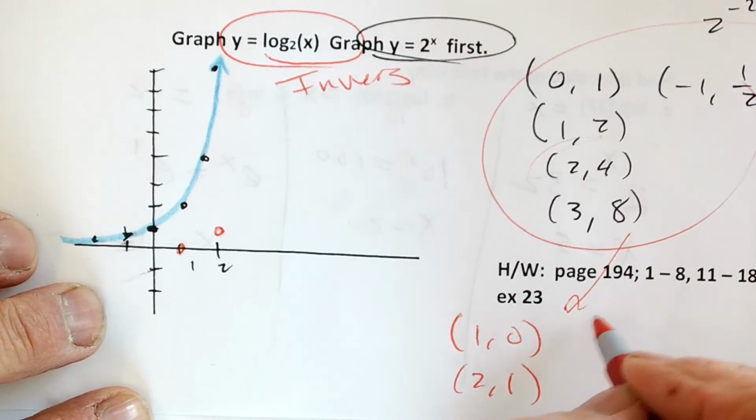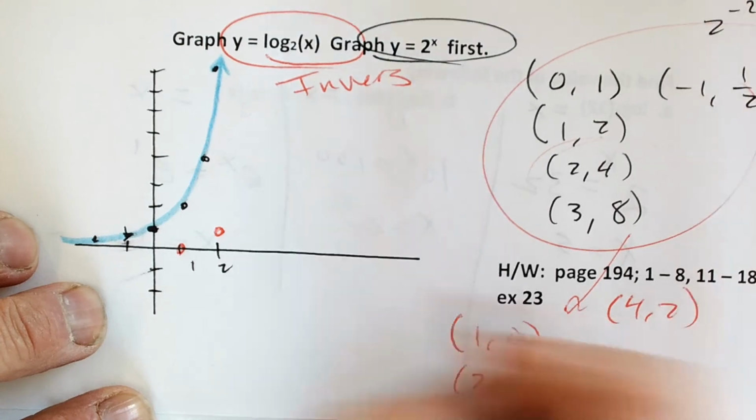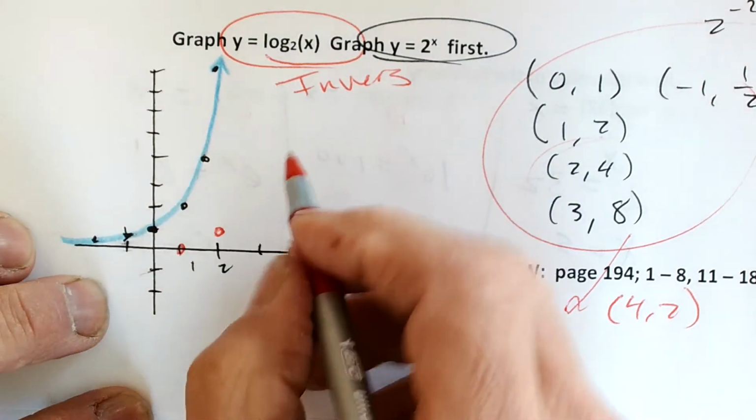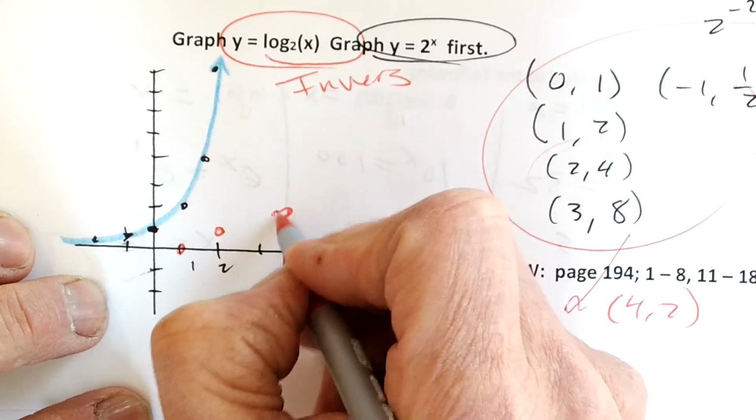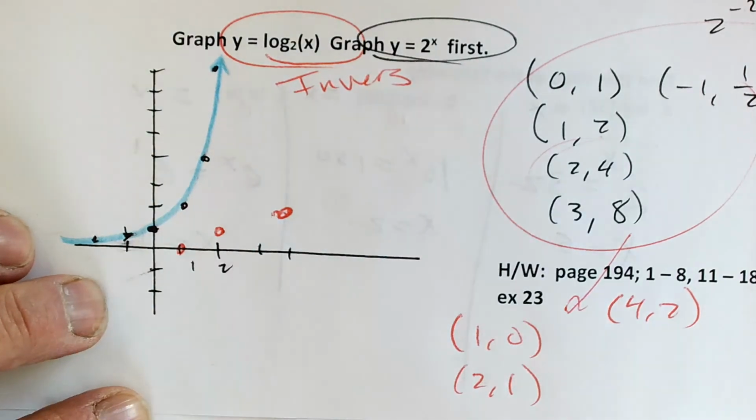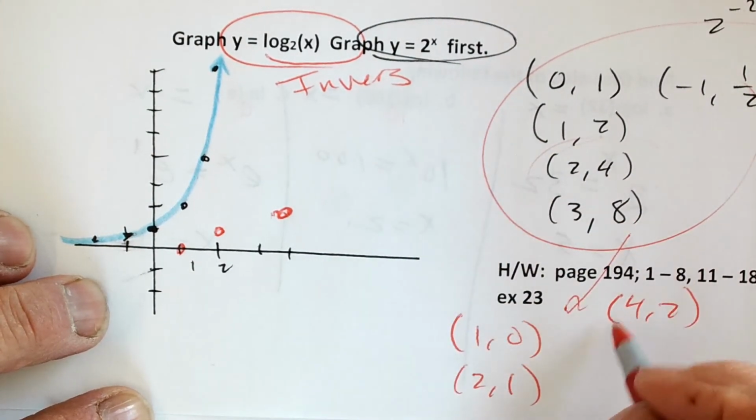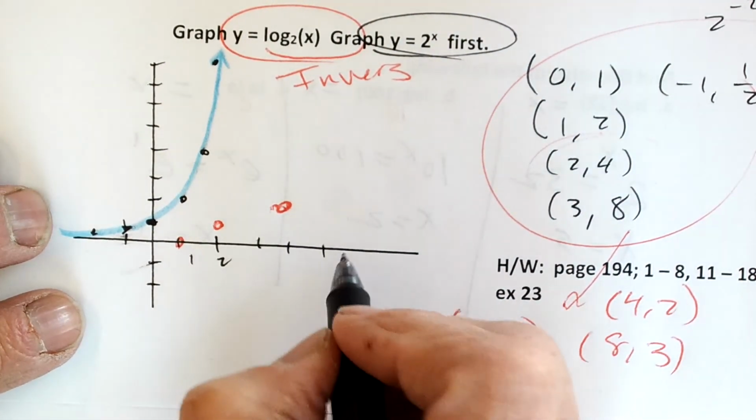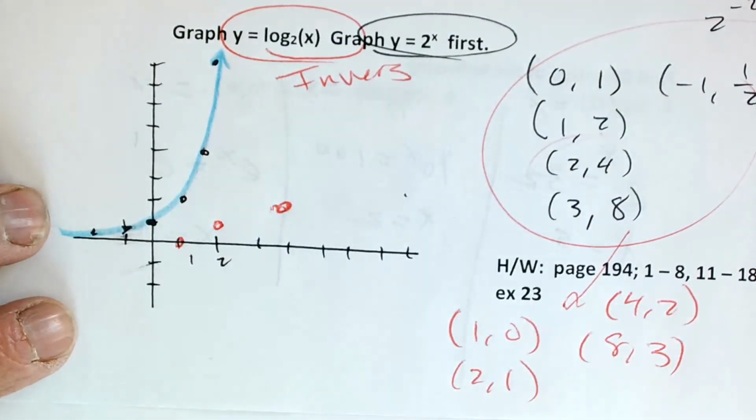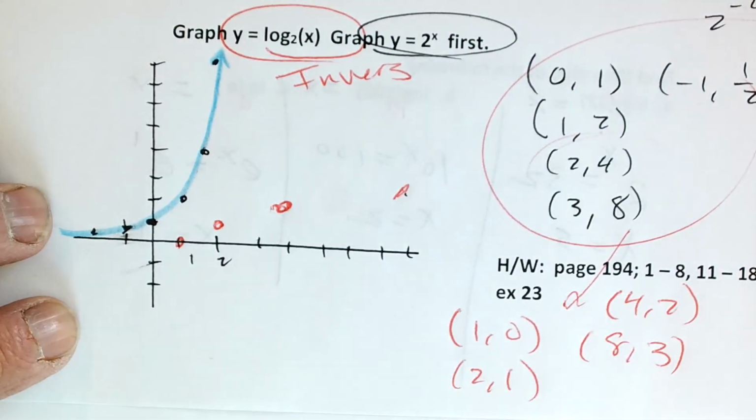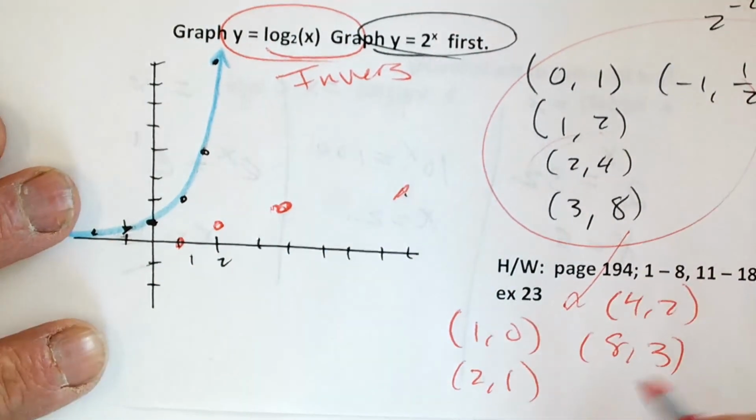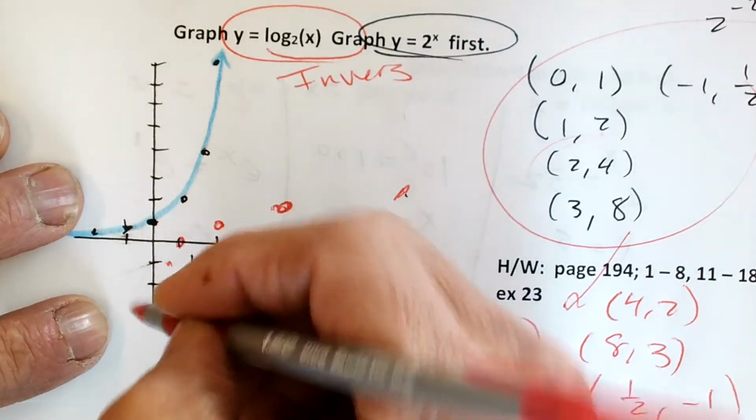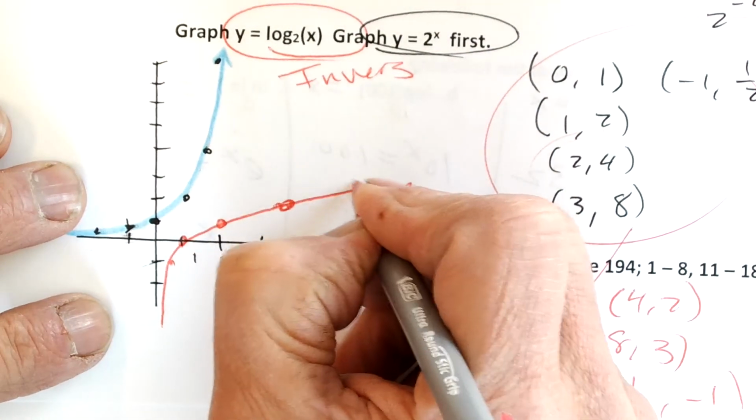I'd inverse this, and I'd have a point at 4, 2. If I inverse this 3, 8, I'd have a point at 8, 3. 3 is up there. If we inverse this one, we'd have a point at 1/2, -1. Let's see, 1/2, -1 is here. So my log graph looks like this.